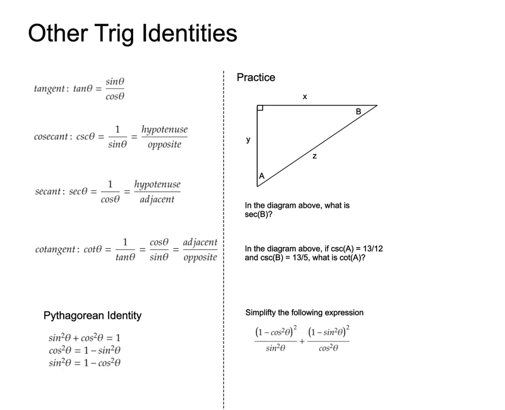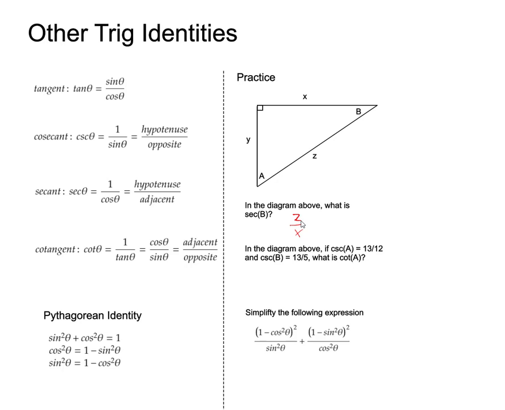In the diagram above, what is the secant of b? So secant is 1 over the cosine. So instead of adjacent over hypotenuse, we have hypotenuse over adjacent. So the hypotenuse is z, and adjacent to b is x. So secant of b is z over x.